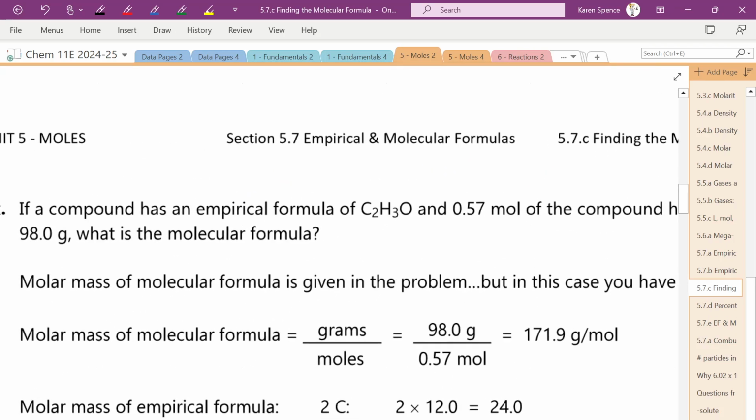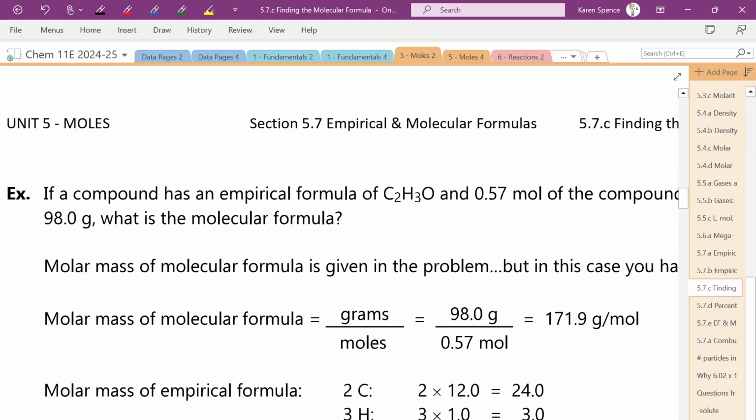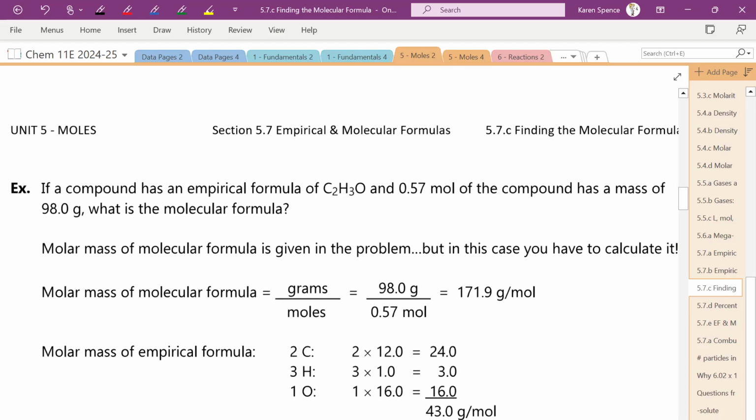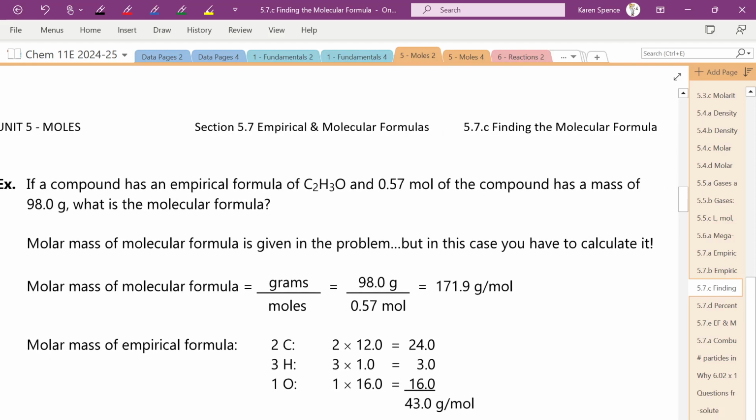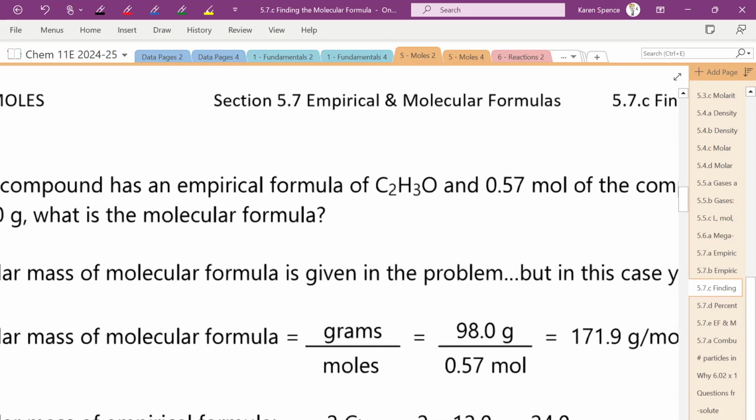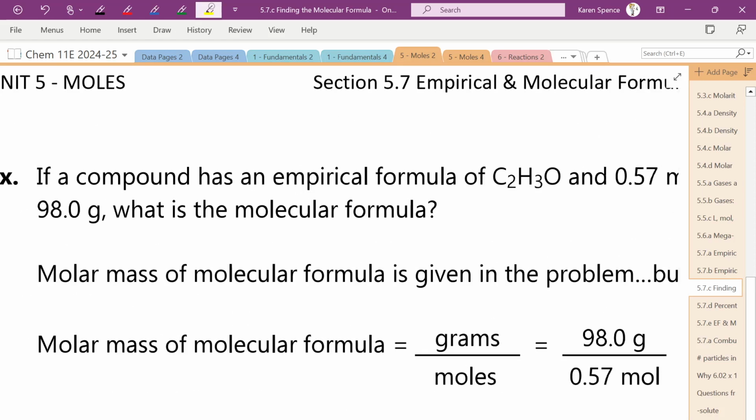Here's another one. If a compound has an empirical formula of C2H3O and 0.57 moles of the compound has a mass of 98 grams, what is the molecular formula? So presumably you can find the molar mass of the empirical formula, yes?